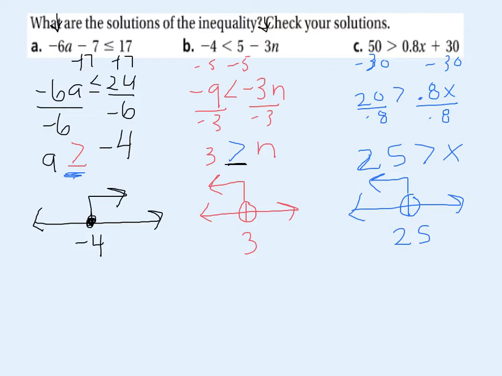The last one, I don't have to flip my sign, so it says 25 is greater than x, so it'd be 25 open circle pointing to the left.